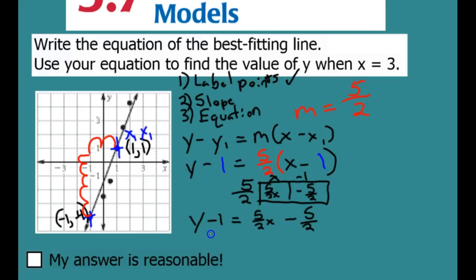Okay, now we need to get y by itself, so we're going to add 1 and add 1. So y equals 5/2 x, and -5/2 plus 1 should give us positive 3/2. So positive 1 and 1/2. So here's our equation.